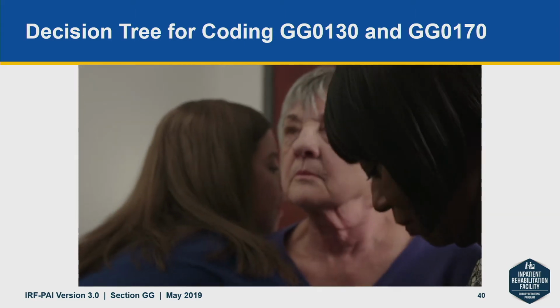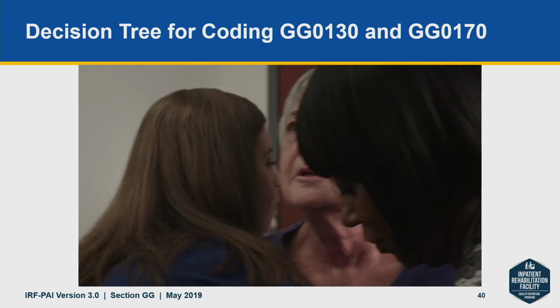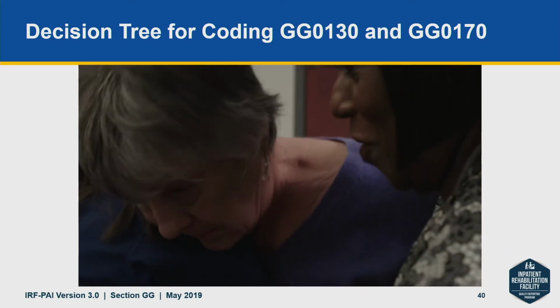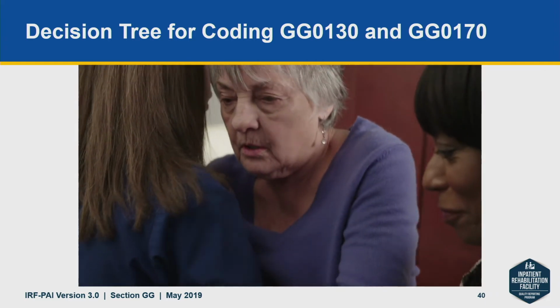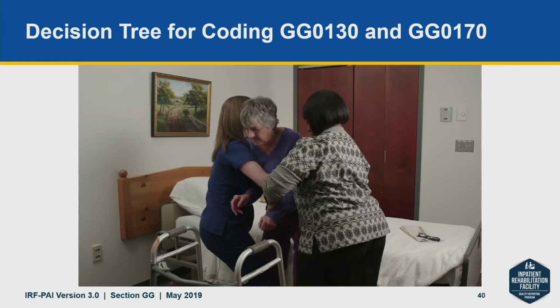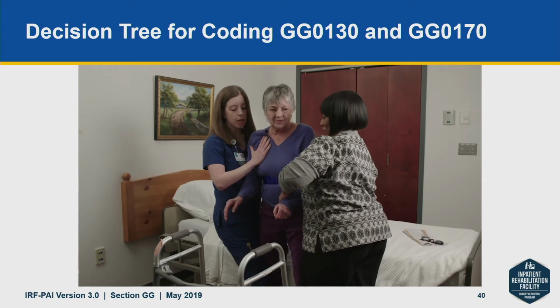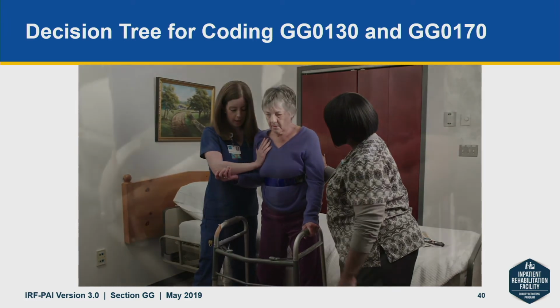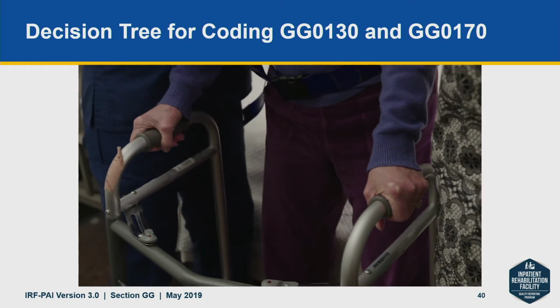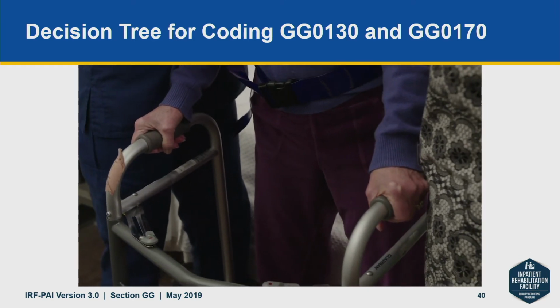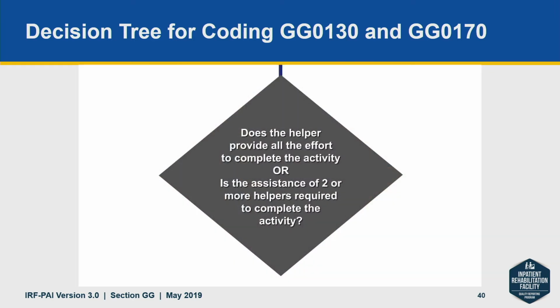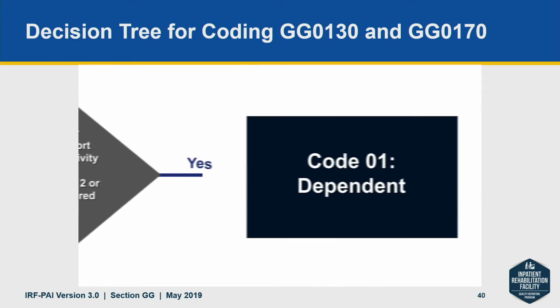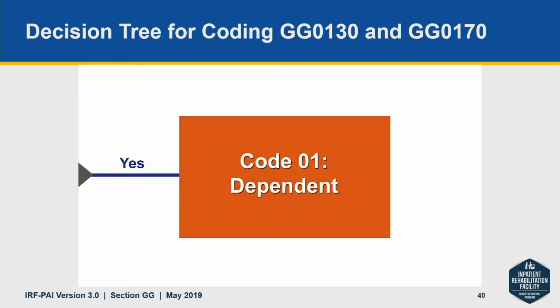On 3, we're going to stand up. 1, 2, 3, all the way up tall. Both helpers provide continual assistance as they move Mrs. Jones to a standing position, using the gait belt to fully support her weight. Once standing, Mrs. Jones holds onto the walker to steady herself. In this scenario, Mrs. Jones needs the physical assistance of 2 or more helpers to complete this activity, so you would code this 01 dependent.